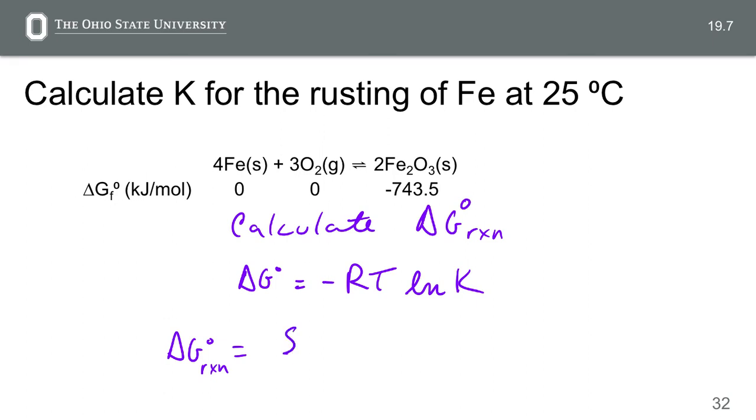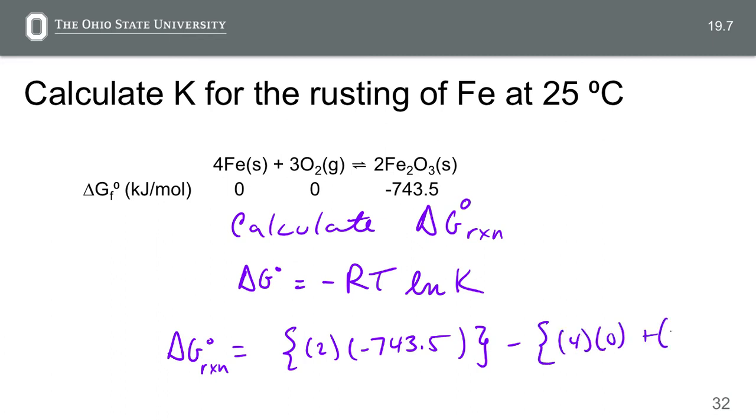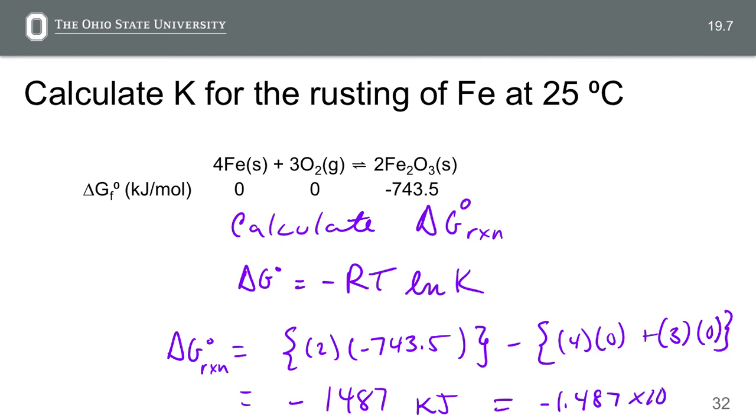And so we'll get 2 times minus 743.5 kilojoules per mole, minus everything here is 0 on the reactant side: 4 times 0 plus 3 times 0. And so we'll end up with minus 1487 kilojoules, or in joules, minus 1.487 times 10 to the 6th joules.